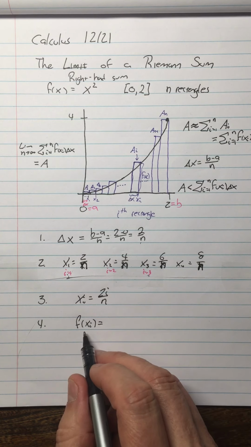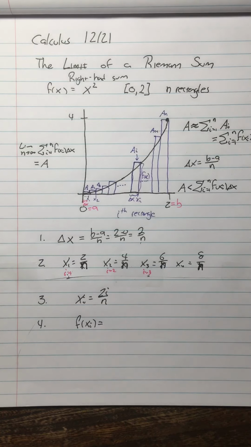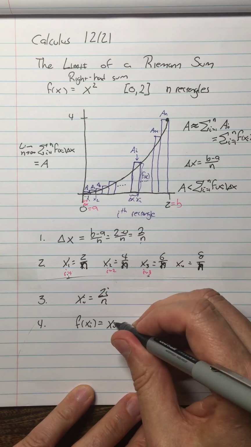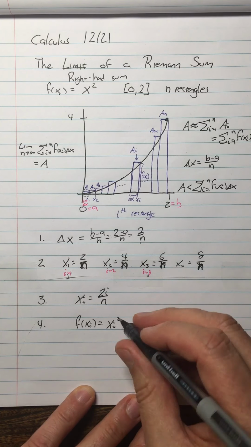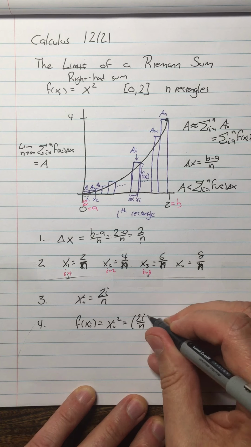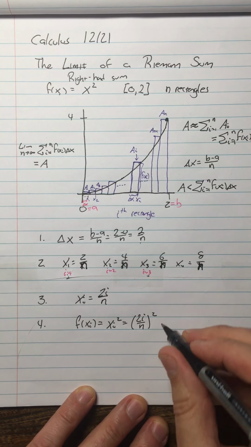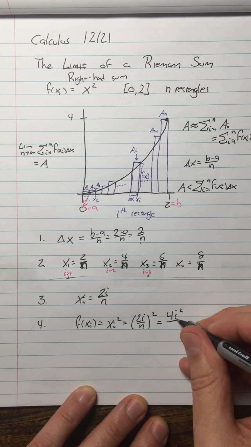All right, here we're looking for f of x sub i. f of x is equal to x squared. So f of x sub i is equal to x sub i squared. Right? But what's x sub i? It's 2i over n. So we're just doing a substitution here, 2i over n squared. Now as we go along, we're going to want to simplify things as much as possible. So this is 4i squared over n squared.